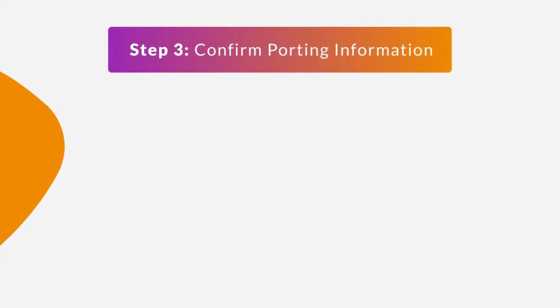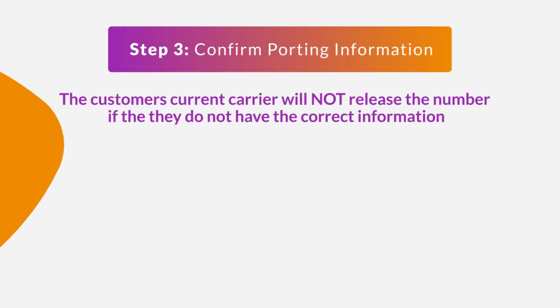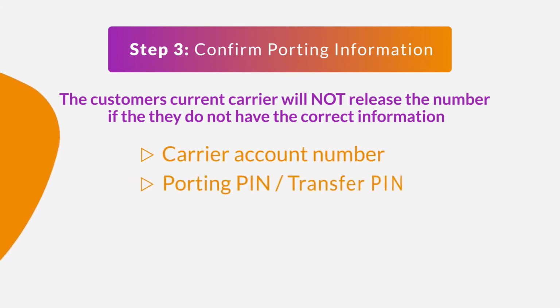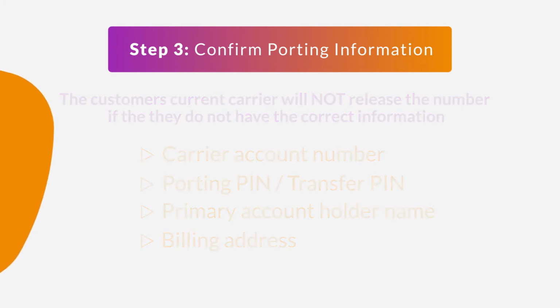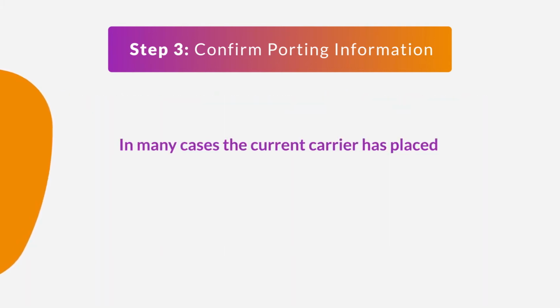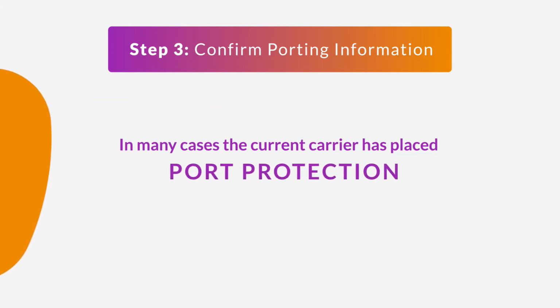Their current carrier will not release the number if the customer does not have the correct information that's required. And the pre-order checklist tells you exactly what they need: the current carrier account number, the current carrier account porting PIN or transferring PIN, the primary account holder name as it appears on the invoice, and finally, the billing address of the current account.